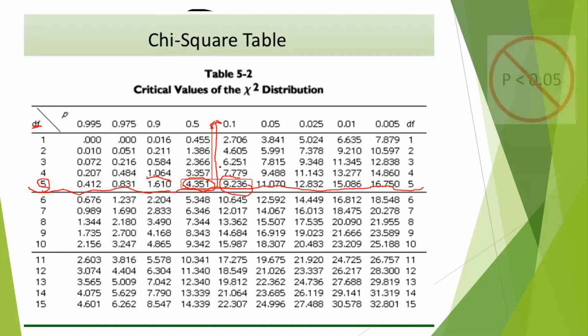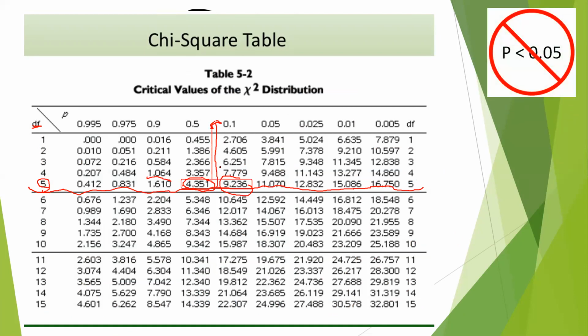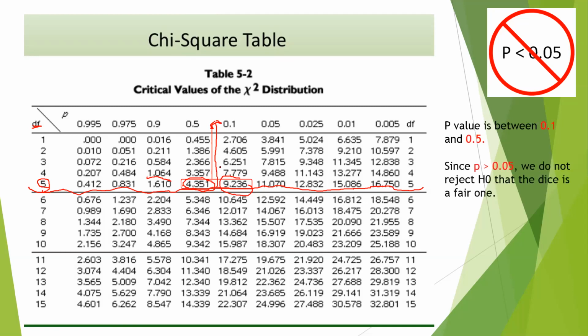Now the p-value is not less than 0.05, which means the data is quite reasonably supporting your null hypothesis. So in this case, we do not reject our null hypothesis, and we believe this dice is a fair one.